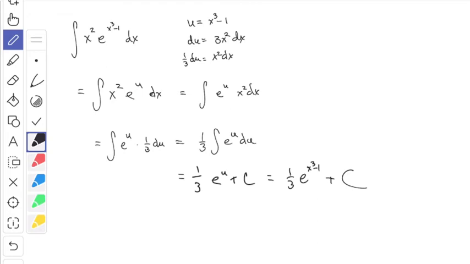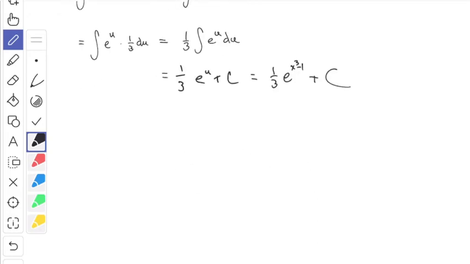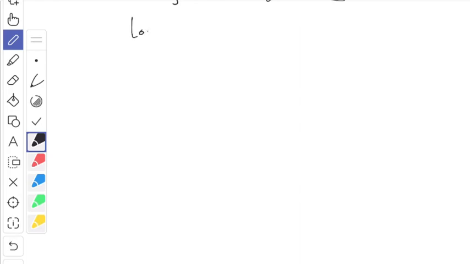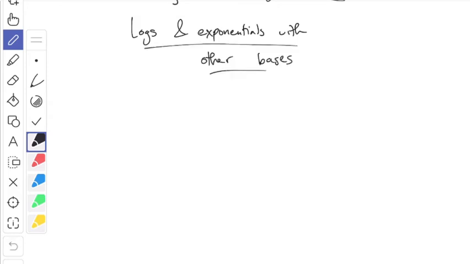The next section is about logs and exponential functions with other bases. This is what someone was asking about earlier. You all probably know there are other logarithms, not just the natural log. They are the logarithms with other bases. And there are other exponential functions with other bases.